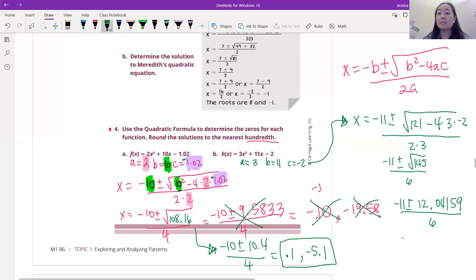So I got x is equal to 0.17. And then we're going to do negative 11 minus the square root of 145, push enter, and then divide by 6. And that's going to be negative 3.84. Not a lot of rounding to do. They stayed at 84 and 17. All right. So those are your answers. I'm pretty sure I got all the negatives this time.